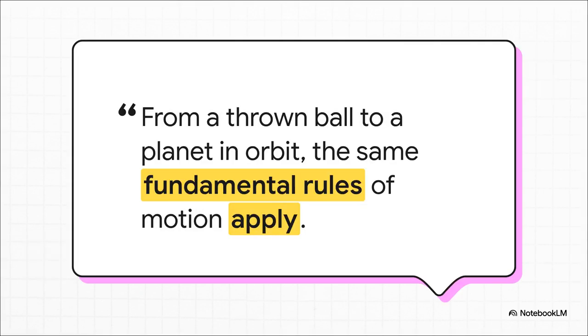So there you have it. From displacement and velocity, all the way to the forces like friction that cause acceleration, you now have the basic vocabulary. You've got the tools to read the story of motion that's happening all around you all the time.